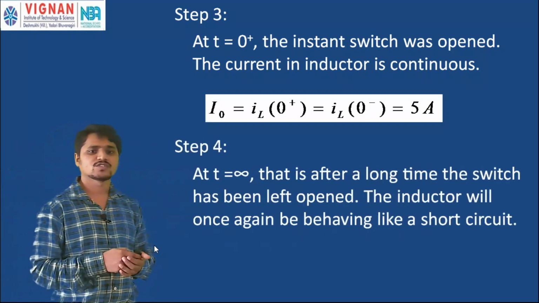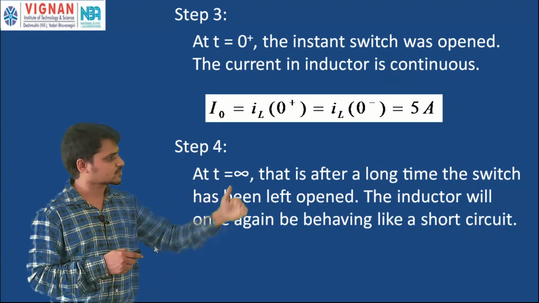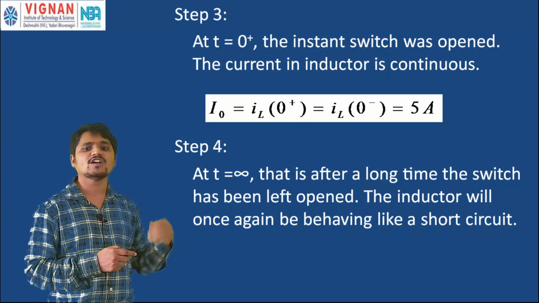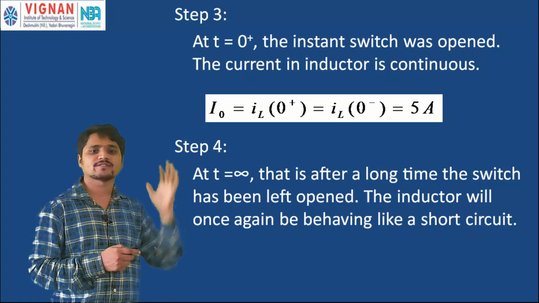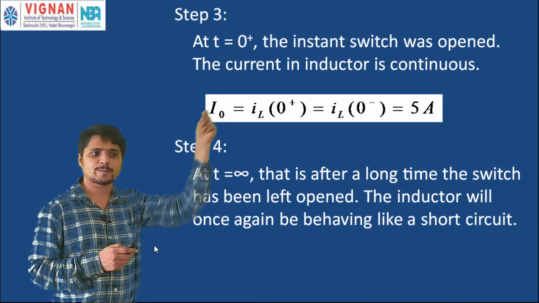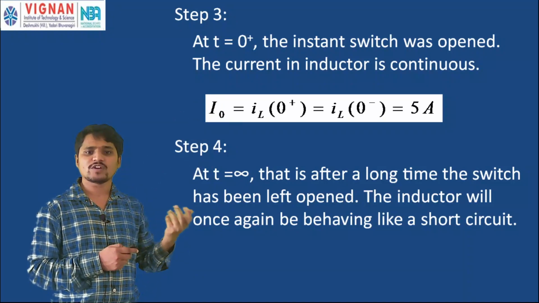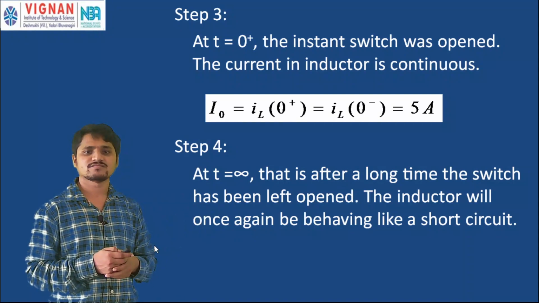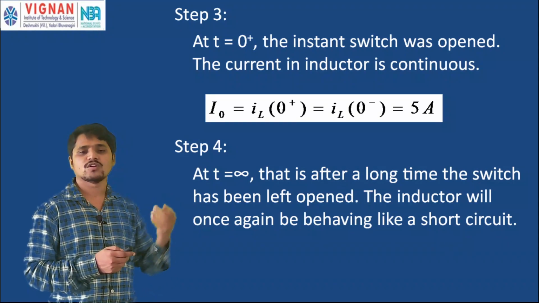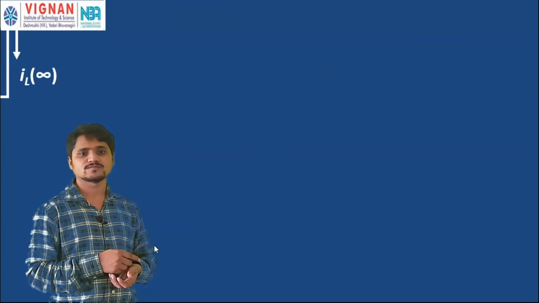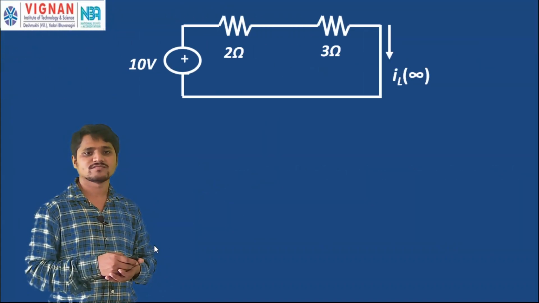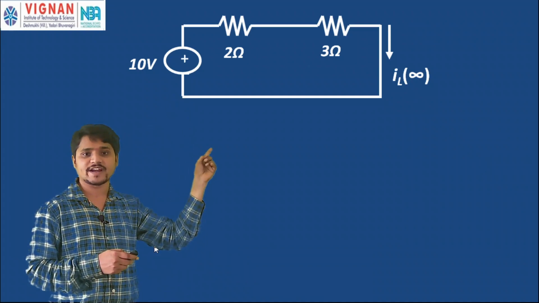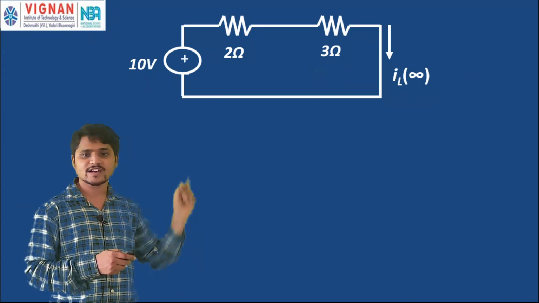Now the next step is at t equal to infinity. That means as the time increases, that is after a long time the switch has been left open. Now what will happen? The inductor will once again behave like a short circuit. Same circuit, the inductor behaves like a short circuit. The switch is an open circuit, but the 3 ohm resistor will now get added in the circuit.